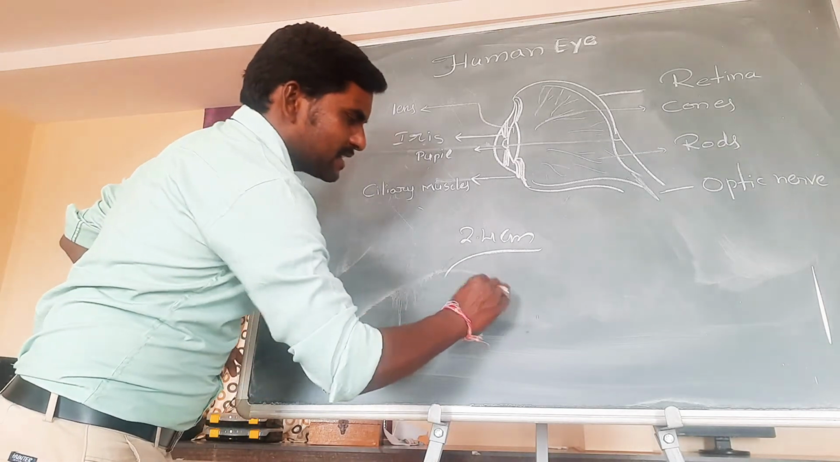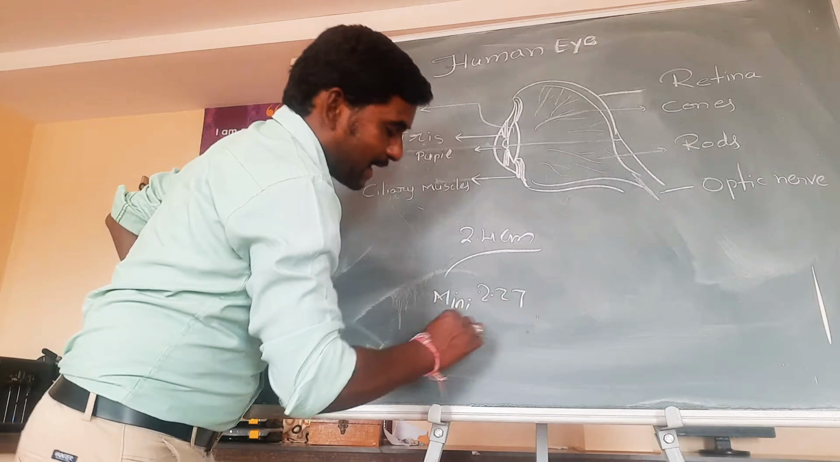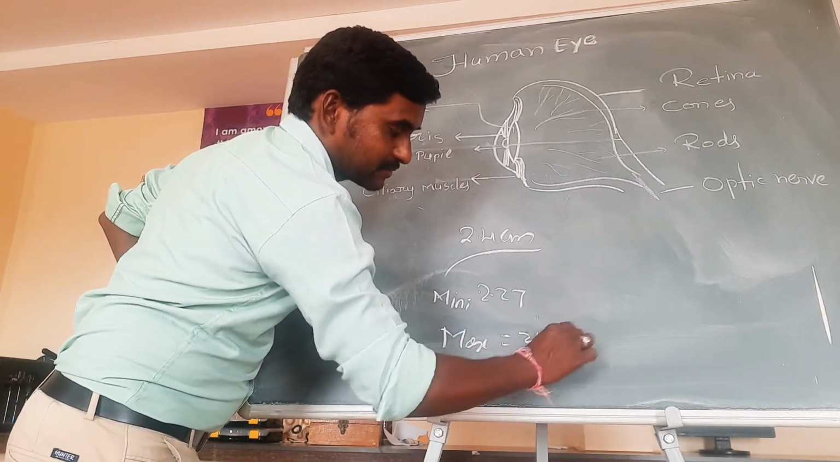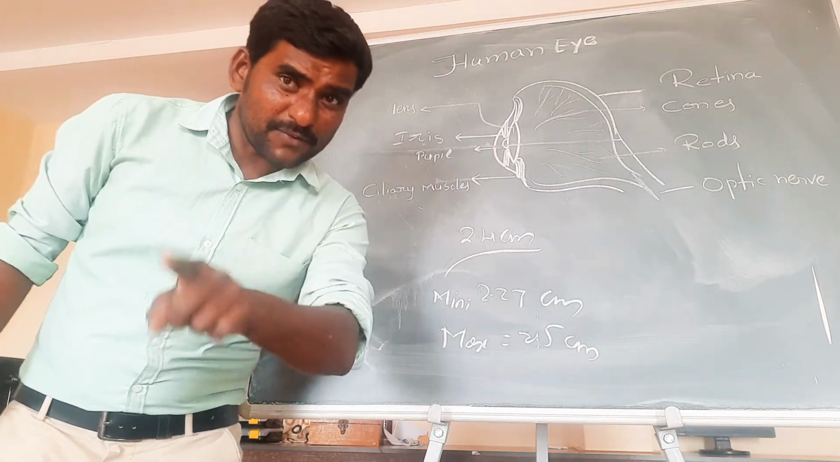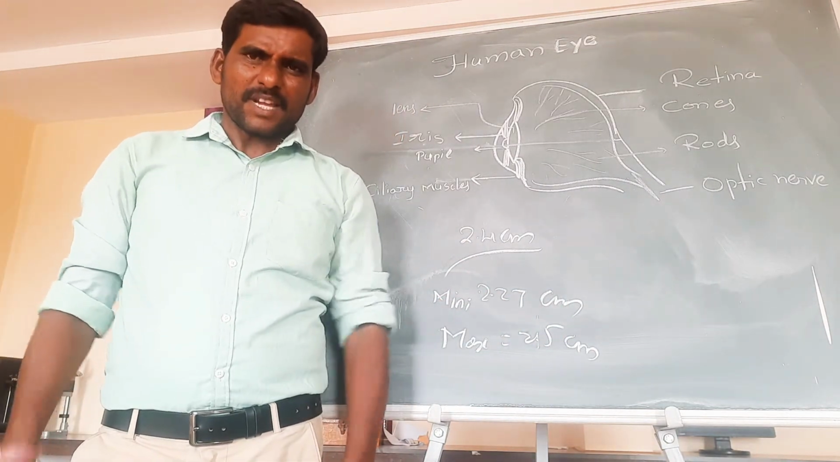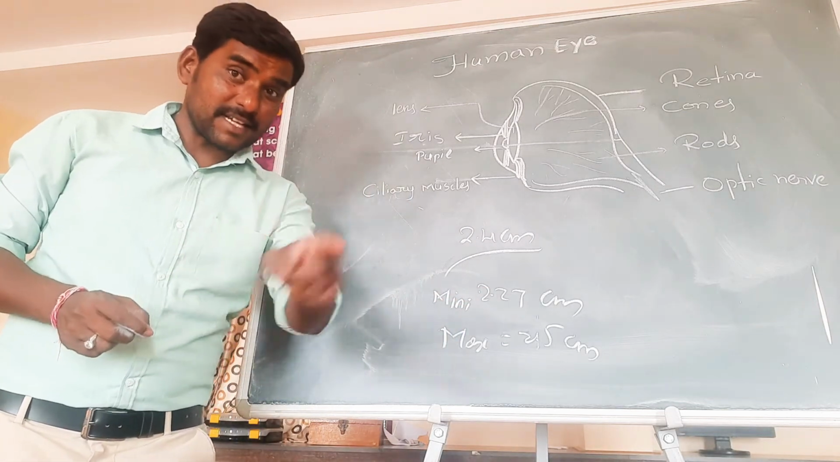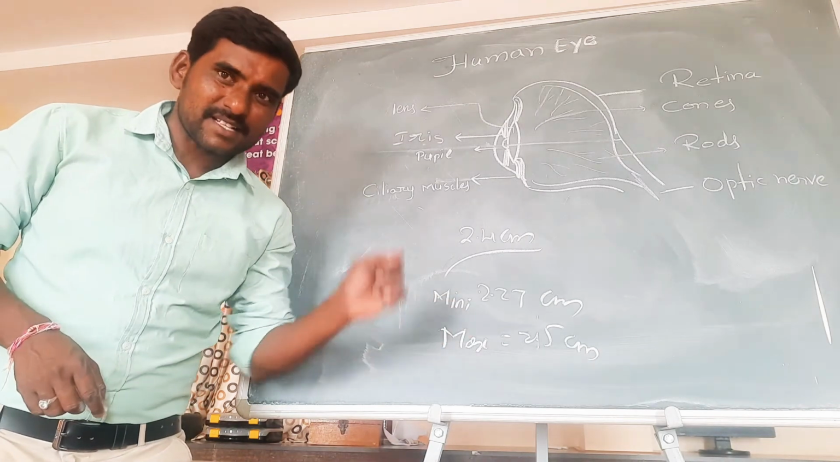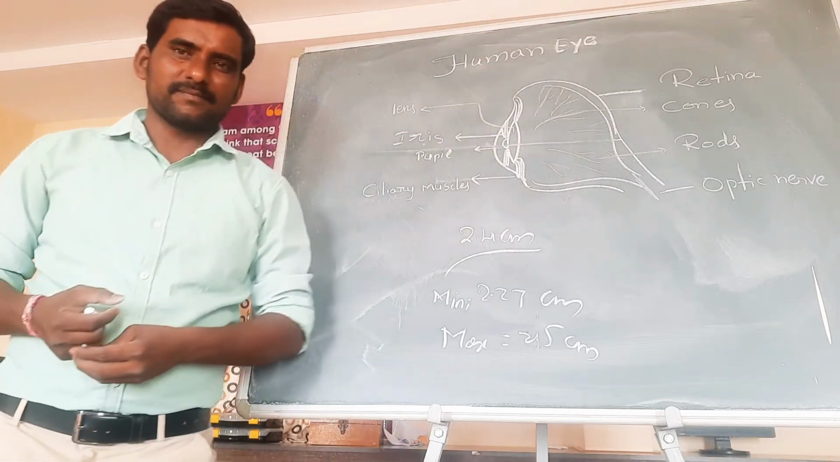Actually, our focal length is 2.27 minimum and maximum 2.5 centimeters. 2.27 is the minimum, 2.5 is the maximum. If anybody has 2.27 minimum focal length, they can see near objects clearly. If any person has 2.5 maximum focal length, that person can see far objects clearly.